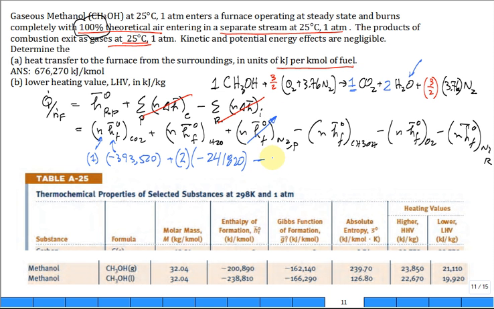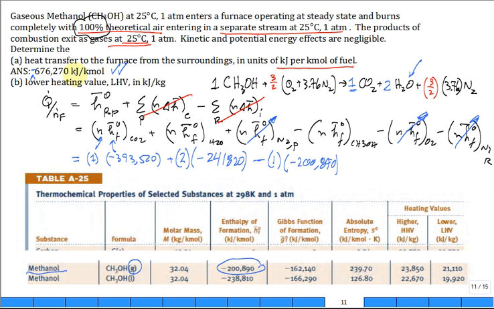How about for the fuel? We had 1 mole of the fuel. It was methanol, and it was gaseous methanol. So it was negative 200,890 right here. And then the enthalpy of formation of the oxygen and the nitrogen are both 0. So at this point, you do that math and you'll get the answer. It's a negative sign right there, sorry. The heat transfer to the furnace from the surroundings is negative 676,270 kilojoules per kilomole.